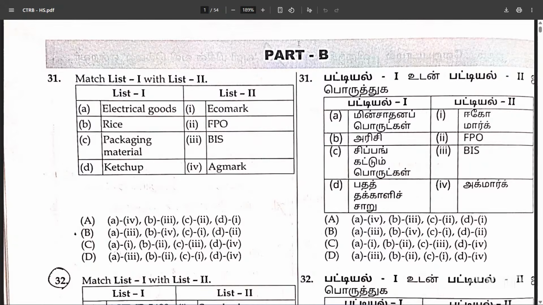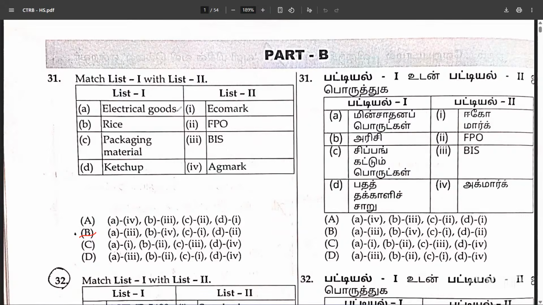So this is the first question where they have asked you to match list 1 and list 2, where they have mentioned electronic goods, rice, packaging material, ketchup, and here are their symbols, like which of the symbols are given to which product. So the correct answer for this question is B.